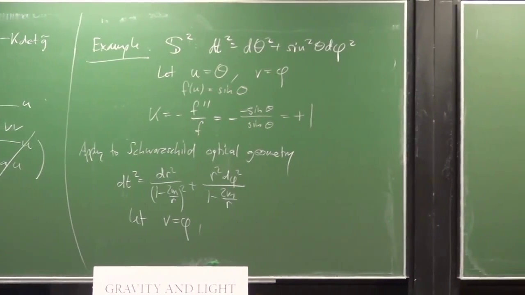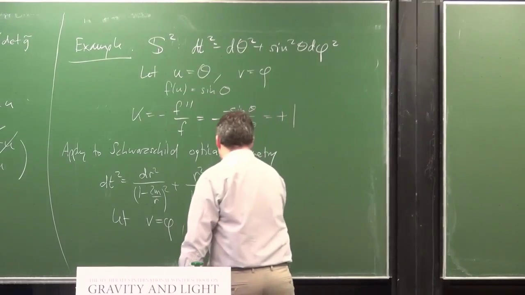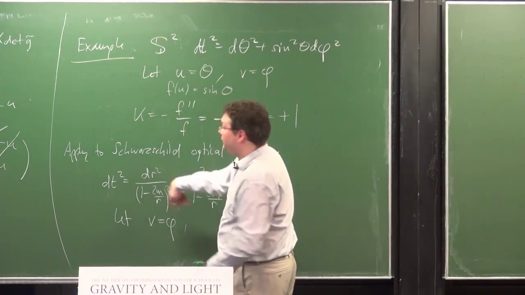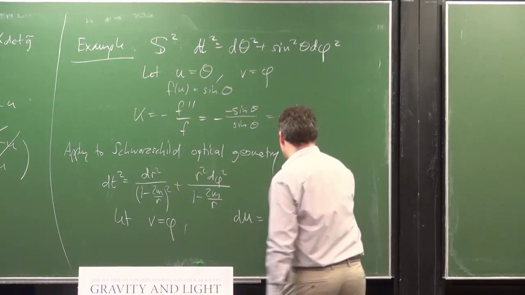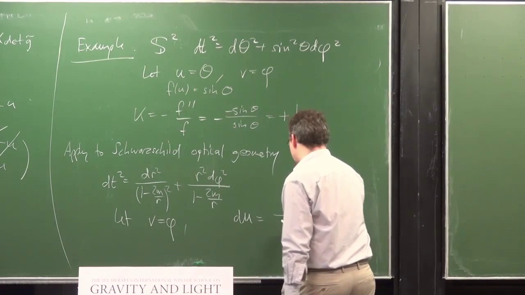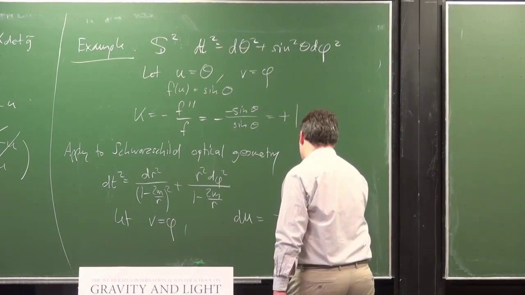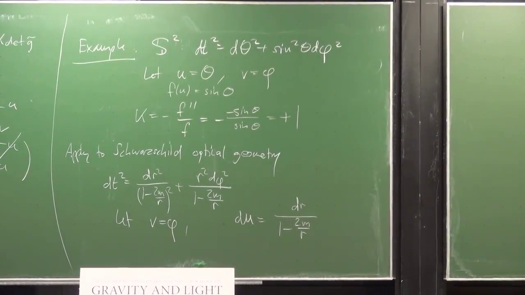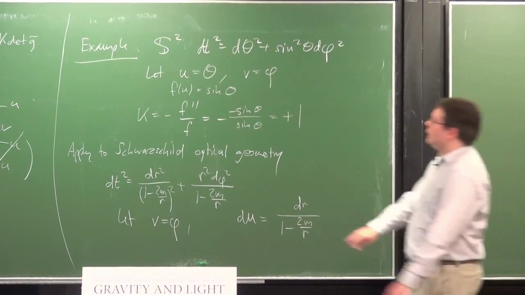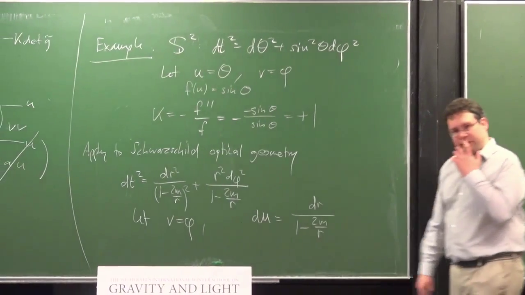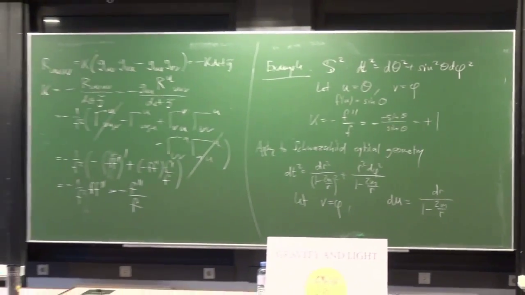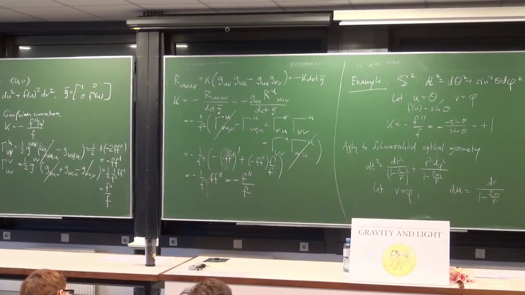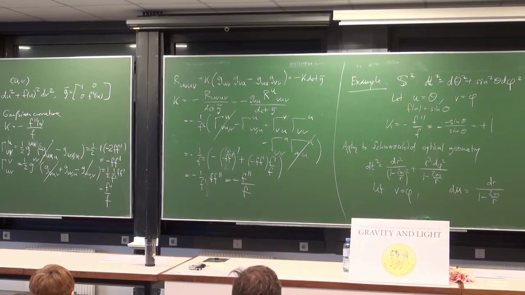What about u? Well, we can certainly say that du, by comparing the respective first terms, will be dr divided by 1 minus 2m over r. So we really have to express little u in terms of little r in order to work out the Gaussian curvature. And you can see that's rather tedious. You have to integrate up, change coordinates, differentiate, and so on. Let's try and be a bit more clever than this.